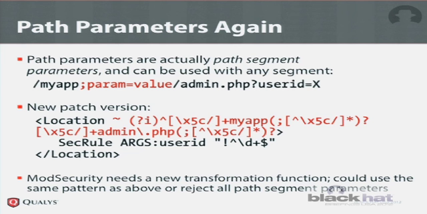But of course, we can complicate things further. If you recall path parameters, they're not actually path parameters, they're path segment parameters, and they can apply to any path segment. So we can put it right there in the middle of a path, and then we just put some random stuff, we break the path, and then we break the detection.